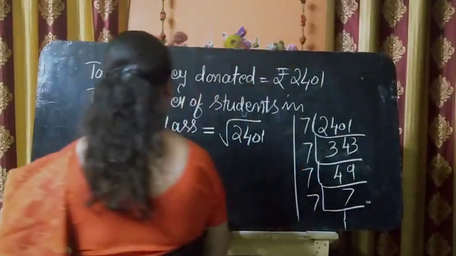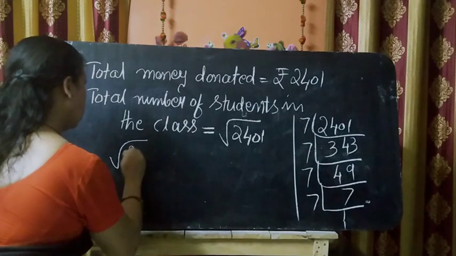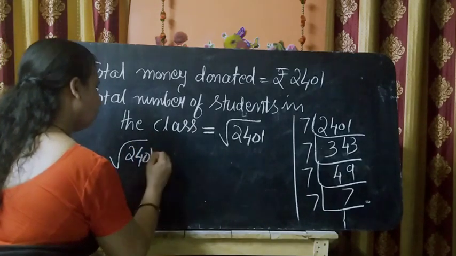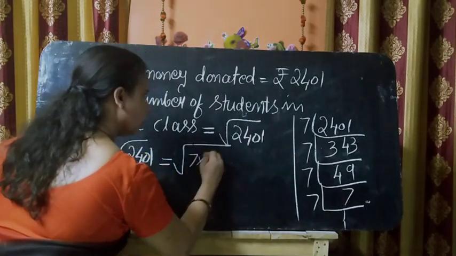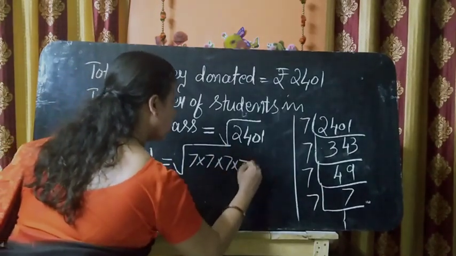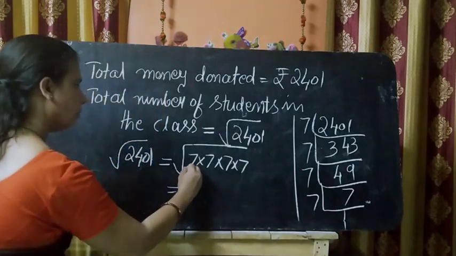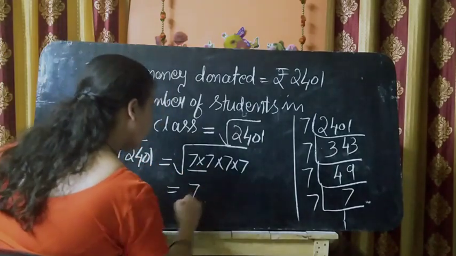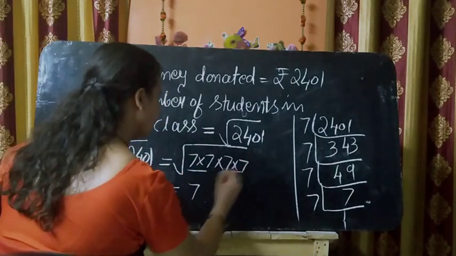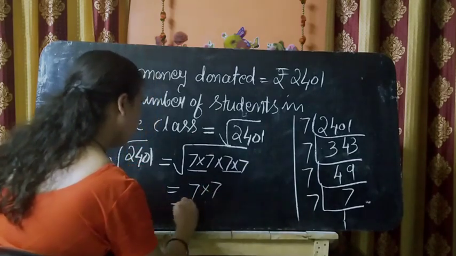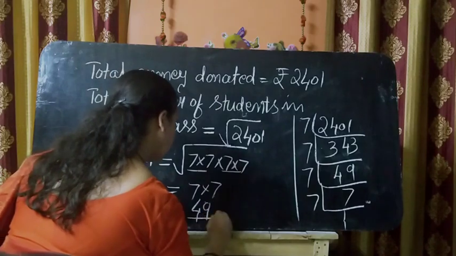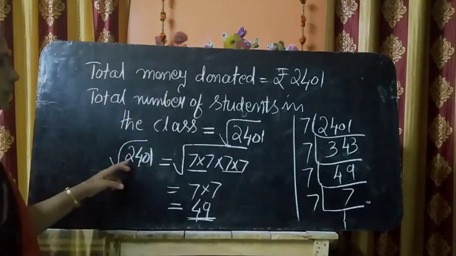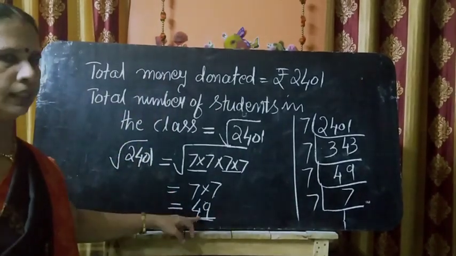Then here square root of 2401 is 7 into 7 into 7 into 7. Then from these two we can take one 7. From these two we can take one 7. That is equal to 7 7s are 49. Then square root of 2401 equals 49.